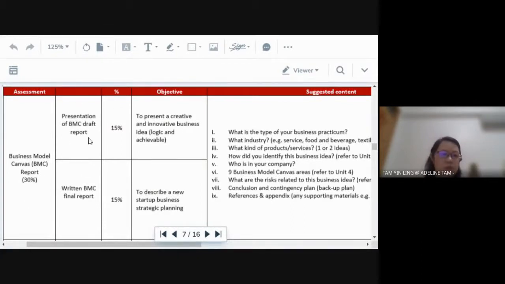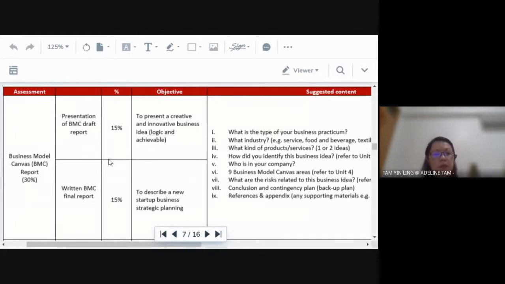So the presentation of the business model canvas draft report, like what I tell you what to present, is 15%. Sorry, can you see the course outline? Anyone? Answer in chat. Can you see it? Okay, I'm not so sure whether you can see or not. Okay, yes. All right. Let's go back here.